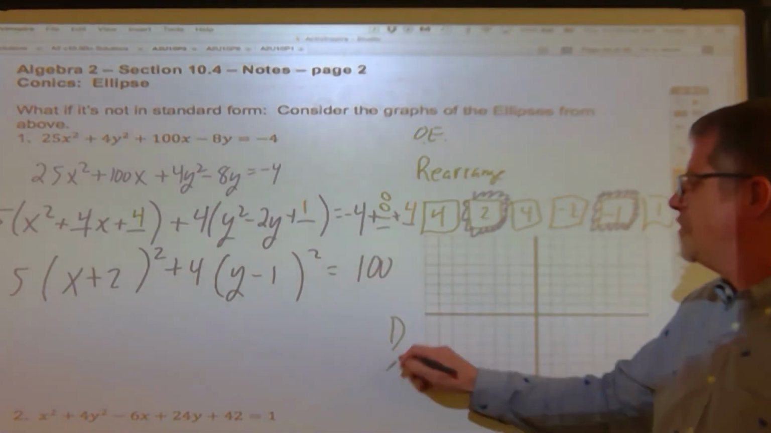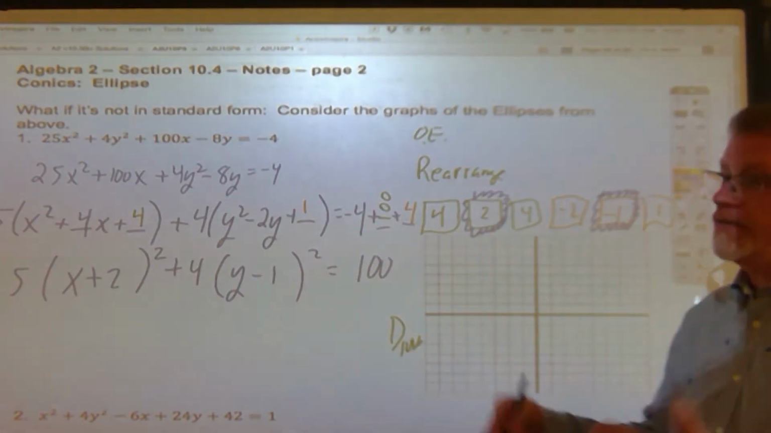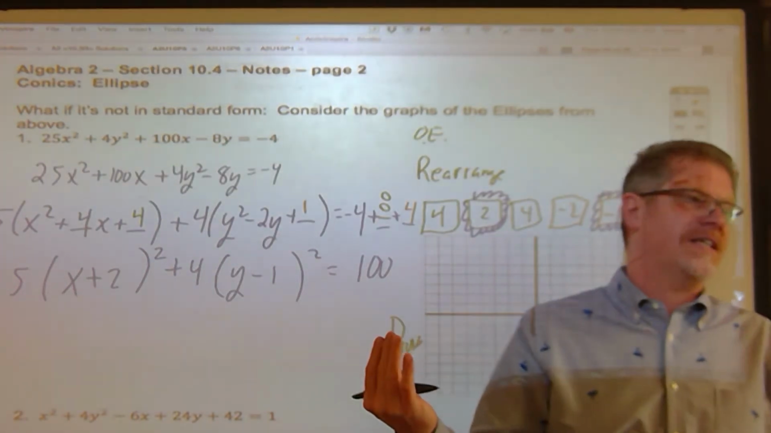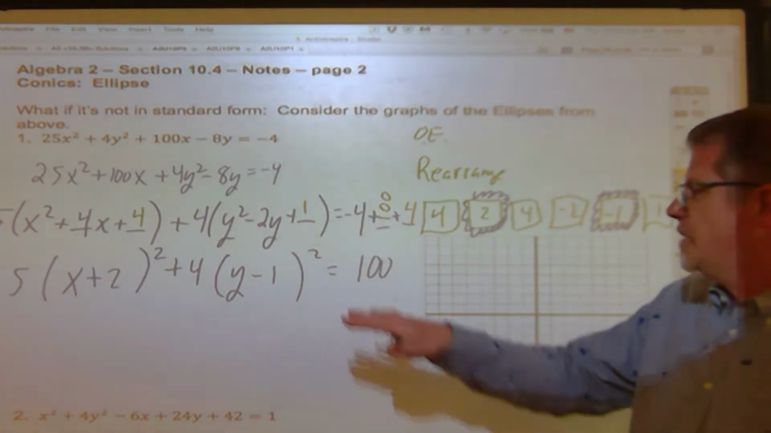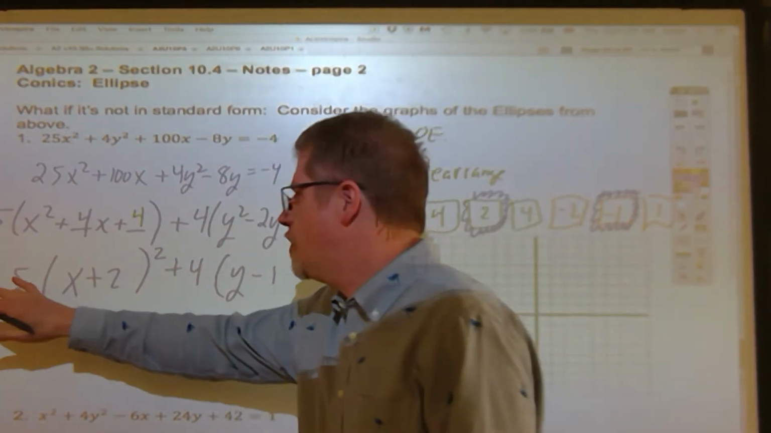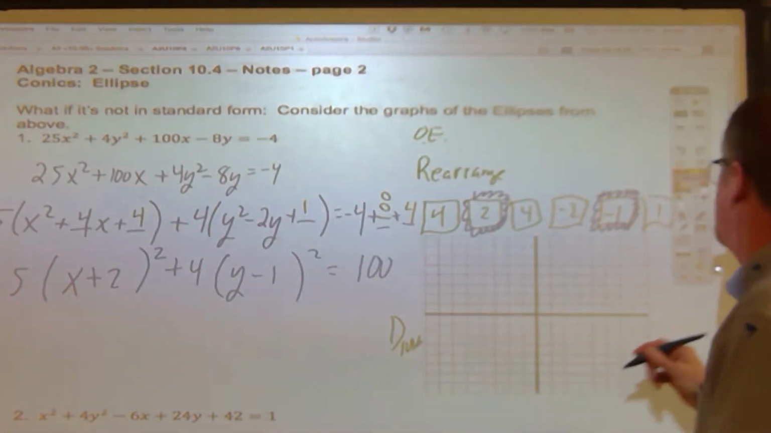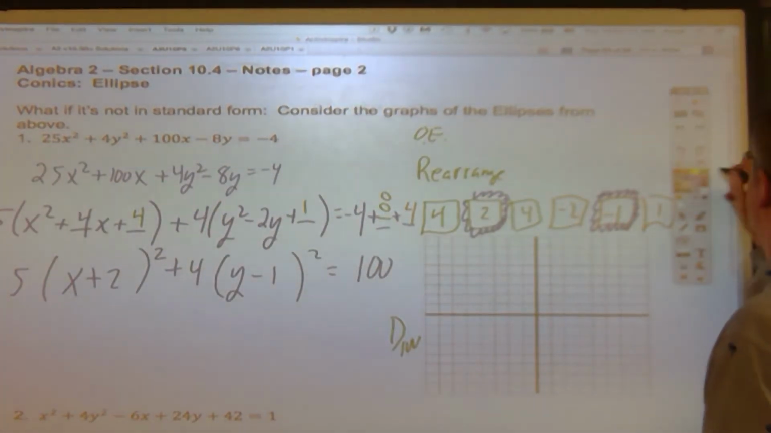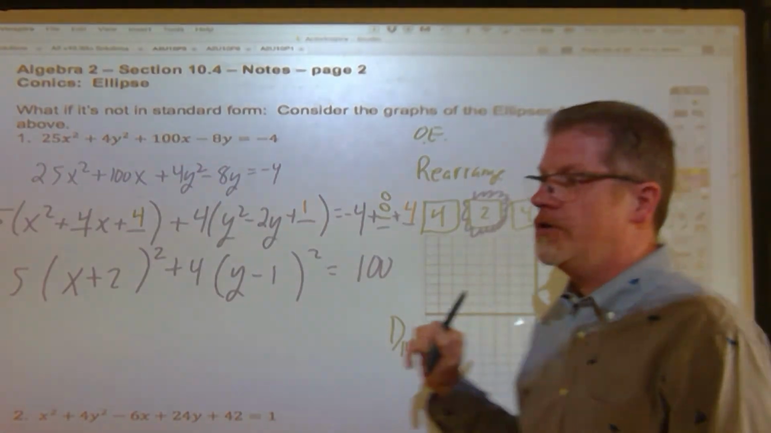We need the number 1 here. We don't have the number 1, so we've got to divide by 100. Can't deal with this ellipse equation unless we've got the number 1 here. Easiest way to get the number 1 is to divide all 3 terms by 100. Okay, so here we go.